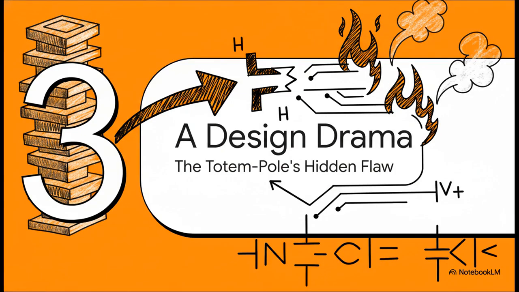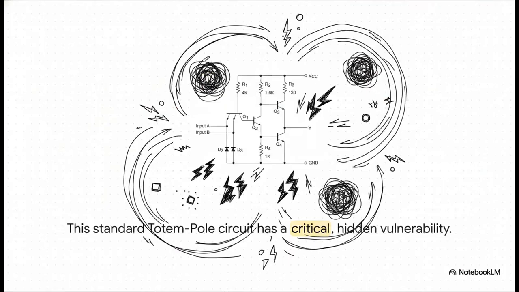Okay, but let's circle back to our most popular design, the totem pole, because for all its strengths, the original design had a really serious hidden flaw. I'm talking about a design drama that could literally fry the chip. So take a look at this circuit. I mean, on the surface, it looks perfectly fine, right? You've got Q3 up top, the pull-up transistor, and Q4 on the bottom, the pull-down. And in theory, one should be on while the other is off. But there's this tiny, tiny window of time right when it's switching where things can go catastrophically wrong.